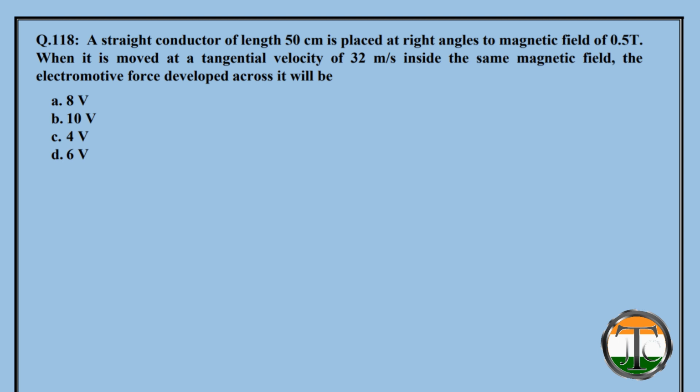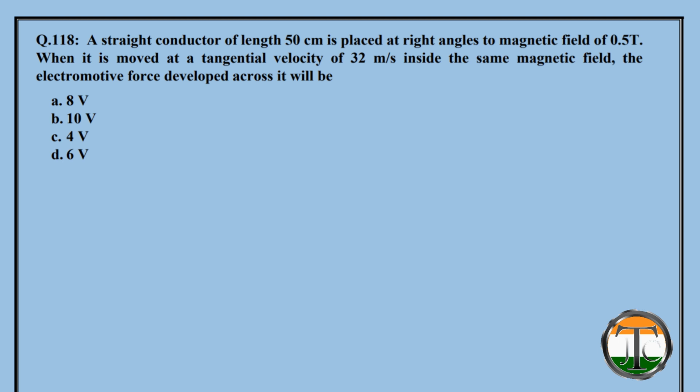So here the question is asking to find the electromotive force. The formula is E is equal to VBL, that is EMF, electromotive force, is equal to VBL. V means velocity of the conductor, that is given as 32 meter per second, and B means magnetic field, that is 0.5 T. T means Tesla unit, and L means length of the conductor. These three values are given, so we can solve this question easily.